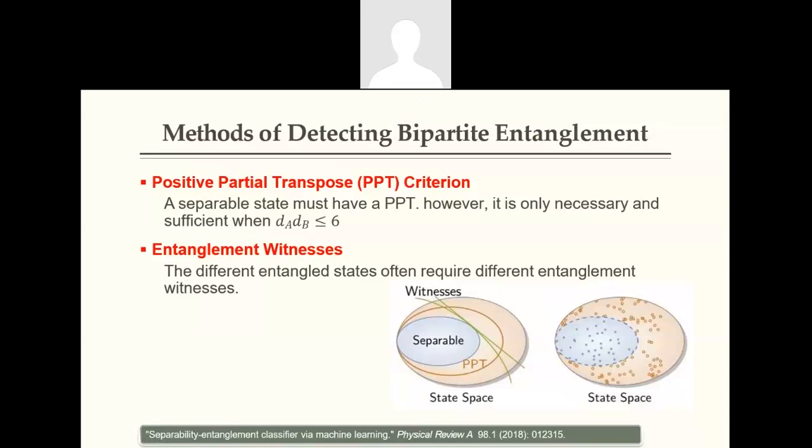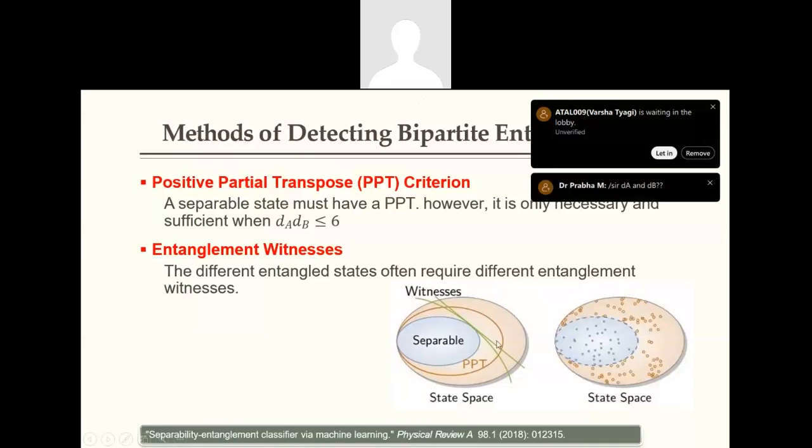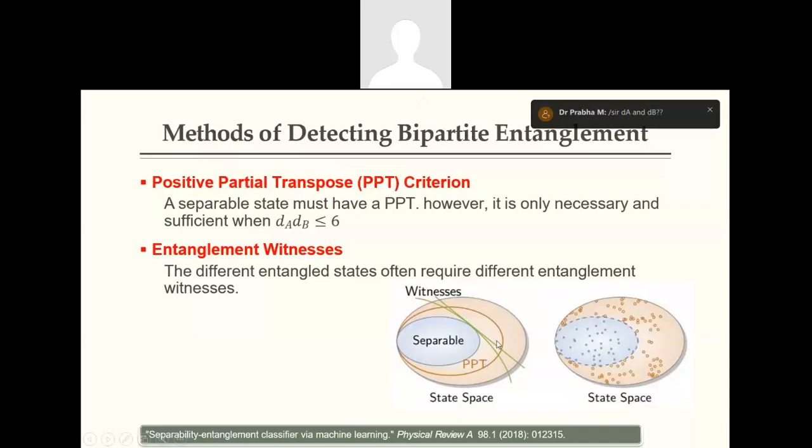Positive partial transpose: if dA times dB is less than or equal to 6, for small systems it is a sufficient condition. This means a PPT state is a separable state. For larger systems, where dA times dB is greater than 6, a state can have PPT but still be entangled. Positive partial transpose is not enough to prove separability for larger systems.